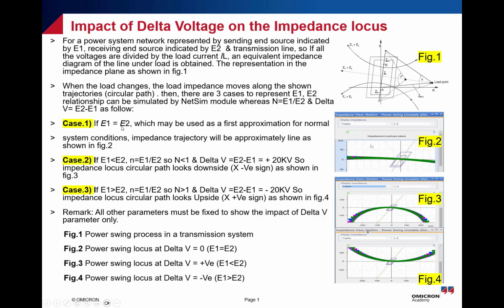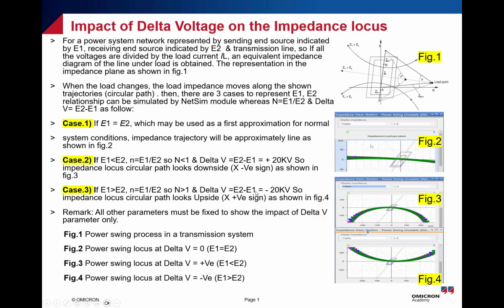So if E1 equals E2, as you can see here, this is case number 1. As you can see in figure number 2, the impedance trajectory will be approximately a horizontal line if E1 equals E2 and the delta V is 0. But if E1 is less than E2, which means N equals E1 over E2 is less than 1, the delta V will be E2 minus E1, maybe more than 20 kV as an example. So the impedance locus is circular and will look downside like this. Okay, so the X has a negative sign in this case.